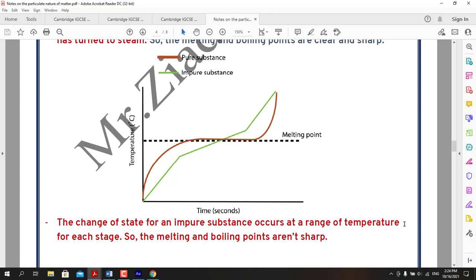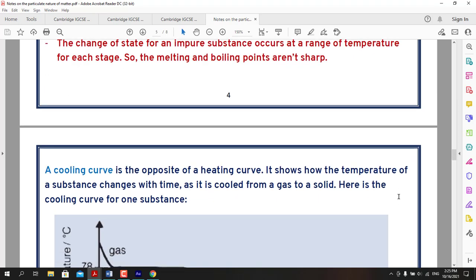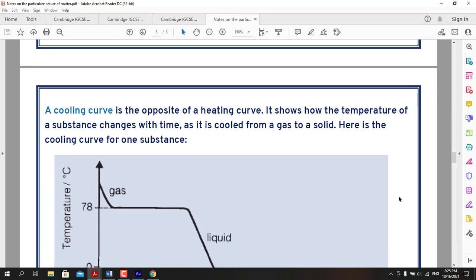So the melting and boiling and the entire change of state, either from solid to liquid or from liquid to gas, happens at a range of temperatures. So it doesn't boil or melt exactly at 100 or 0. No, it can boil over a range of temperature from, let's say, 100 to 150, or melt from 0 to 90, for example, or 0 to 50, something like that. That's just an example. Okay.